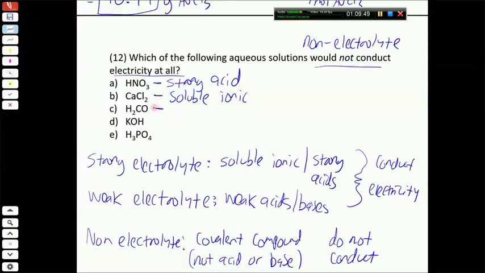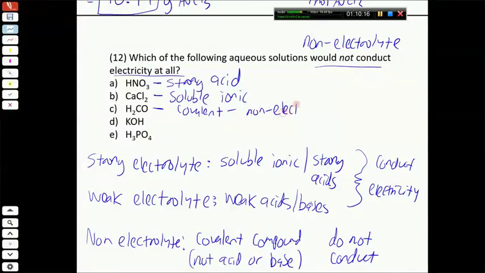Now this one here, H2CO, it kind of looks like it might be an acid, but do we have a CO2- anion in our list of polyatomic anions? No. So in this case, the hydrogen is bonded to carbon. And in general, compounds that have hydrogen bonded to carbon are not acids at all. So this one would be a covalent compound, but it's not an acid or a base. So this one would be our non-electrolyte. So we think that that's our answer choice.